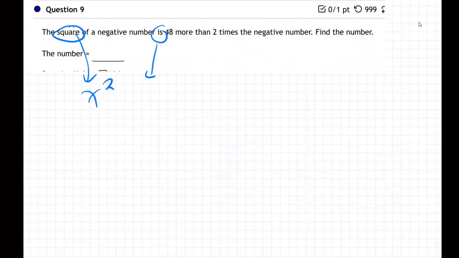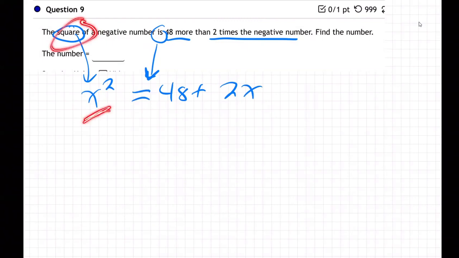Is equals 48 more, 48 added to 2 times the number, 2x. There we go. See how I just directly translated that sentence? The square, x squared, equals 48 more, 48 added to 2 times the number.